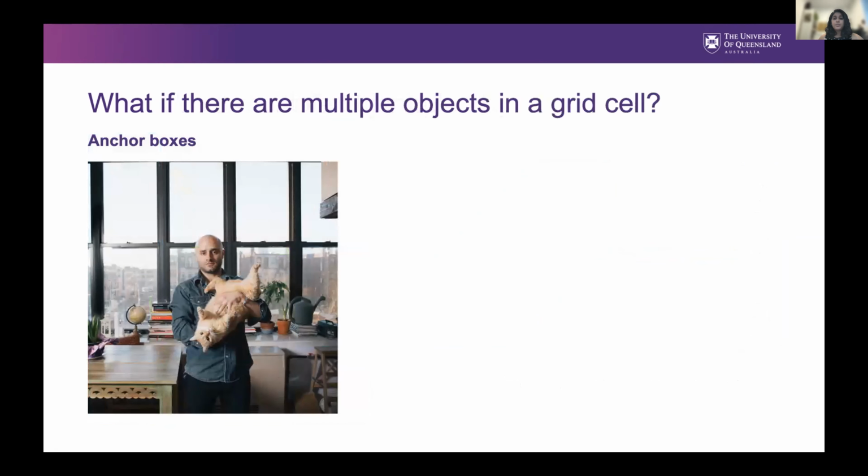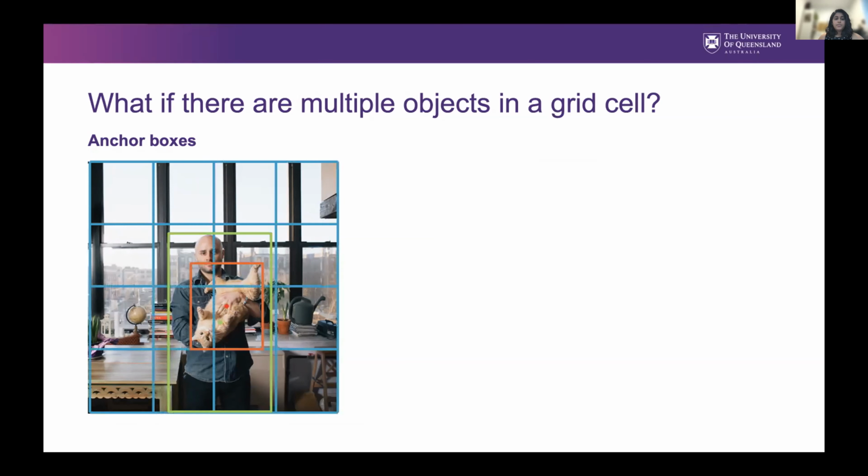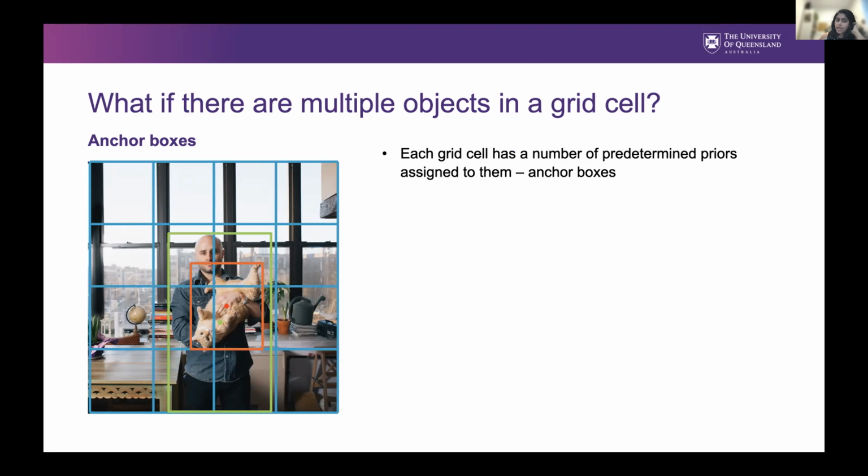But what if there are multiple objects in one grid cell? What if the centers of multiple objects fall in one grid cell, right? A case like this. If this is the case, YOLO uses something called anchor boxes. The concept here is each grid cell of this image will have a number of predetermined boxes or priors that are assigned to these grid cells, right? We call these anchor boxes. And given that we are just trying to detect two different things in this data set, let's say we have assigned 2 anchor boxes per grid cell, right?